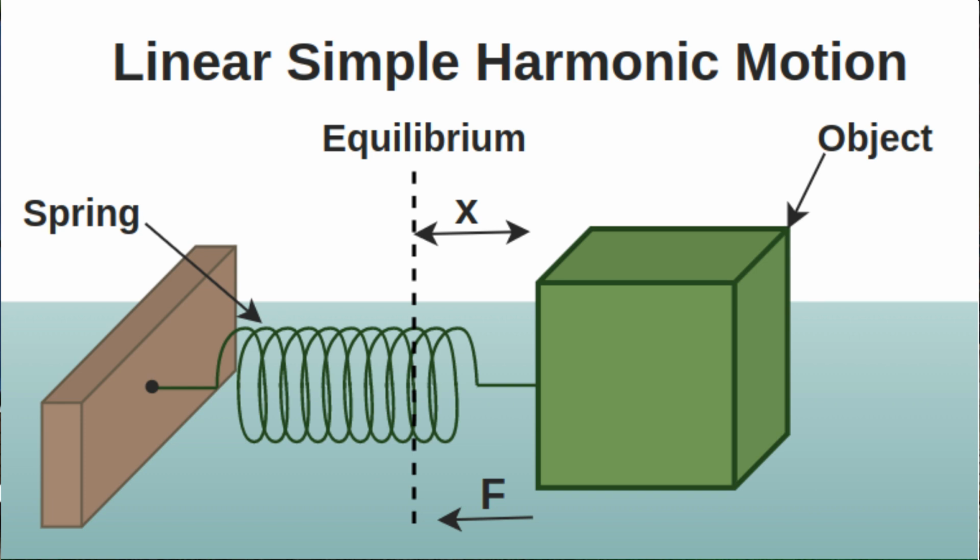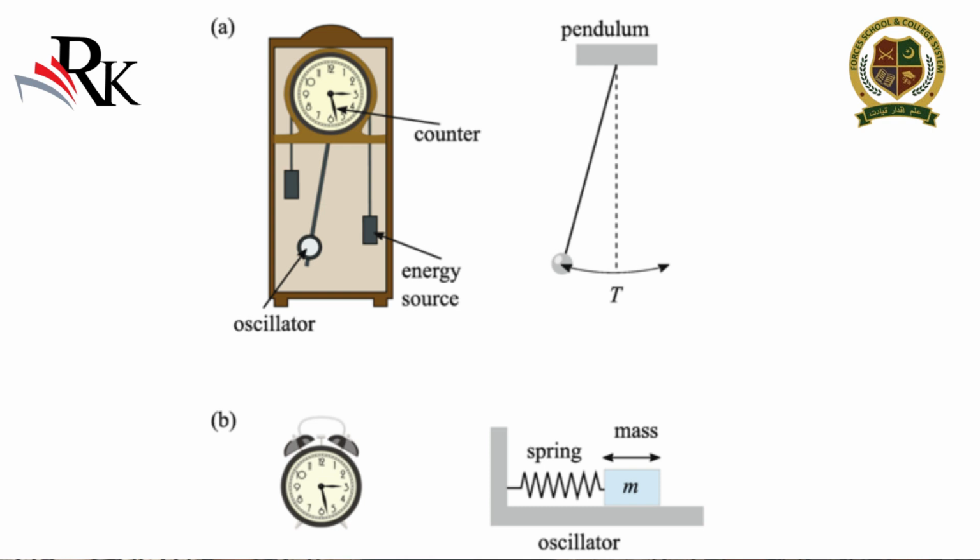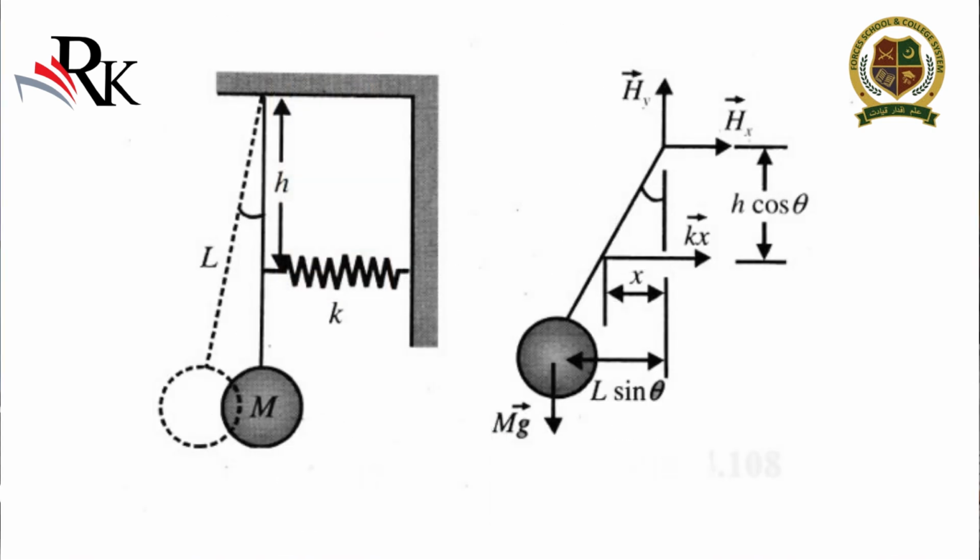Nature of SHM. It is a periodic motion. Motion repeats after equal intervals of time. Example, tick-tock of a pendulum clock. So if you leave a pendulum, it keeps swinging back and forth in the same manner. Examples of SHM: a simple pendulum for small angles, a mass attached to a spring, vibrations of a tuning fork.